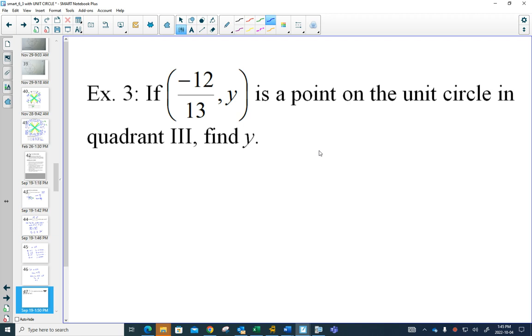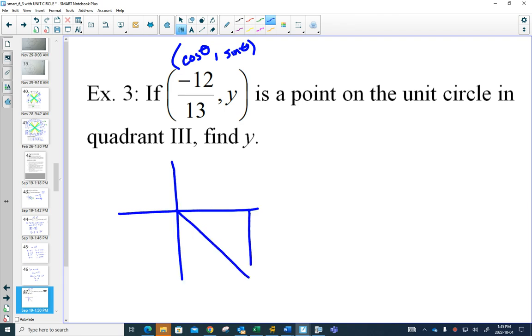Okay, what do we know? The big idea is your x coordinate on the unit circle is cos theta, the y coordinate is sine theta. So if this is in quadrant 3, I can draw a reference angle in quadrant 3. And what do I know about that reference angle? That cos is negative 12 over 13. Which means if I draw the actual triangle, since cos is the adjacent side over the hypotenuse, I'll be able to label that as 12 over 13.